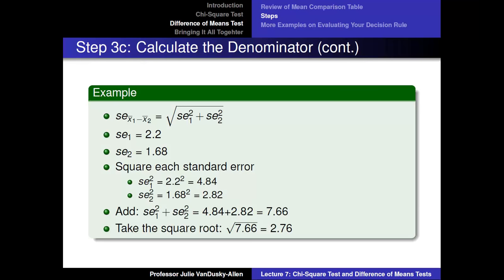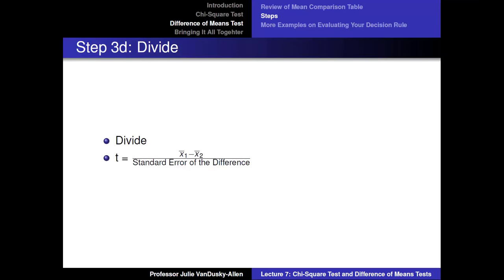So applying this equation to our example, the standard error of sample 1 was 2.2 and the standard error of sample 2 was 1.68. The first thing you should do is square each standard error. 2.2 squared is 4.84. 1.68 squared is 2.82. Then you add 4.84 and 2.82 together, which is 7.66. Then you take the square root of 7.66, which is 2.76. 2.76 is your denominator.